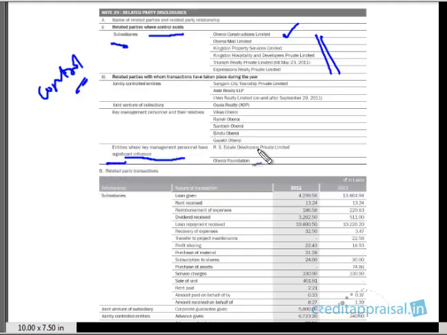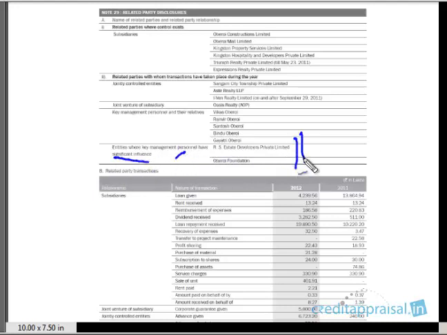This is something you have to be very careful about. These are RS Estate Developers and Oberoi Foundation. So what the auditors are saying is that the management of Oberoi Realty has a significant influence on these two companies. Which means, for example, let us say this company is a raw material supplier to Oberoi Realty, right? Oberoi Realty is the applicant company which we are analyzing, and these two companies are, of course, into real estate, but let us assume it's a raw material supplier.